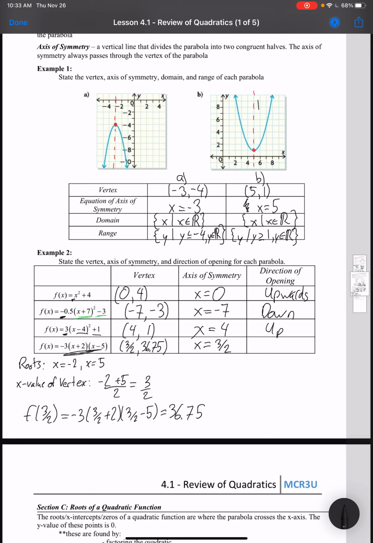What direction are we going? If we look at the sign in front of our function, we have a negative sign, so it's going to go downwards. All right, so that's section 2, just going over the graph and some key features like the vertex and axis of symmetry.